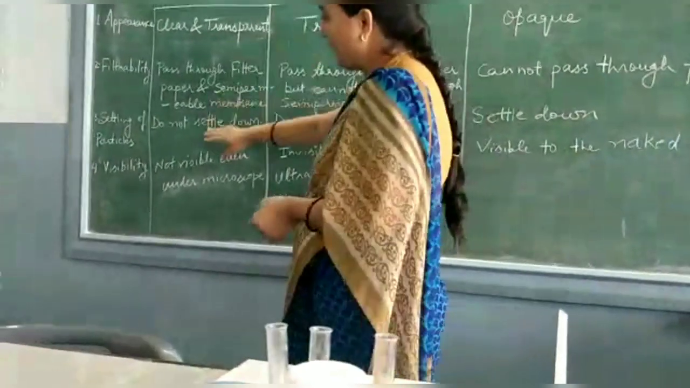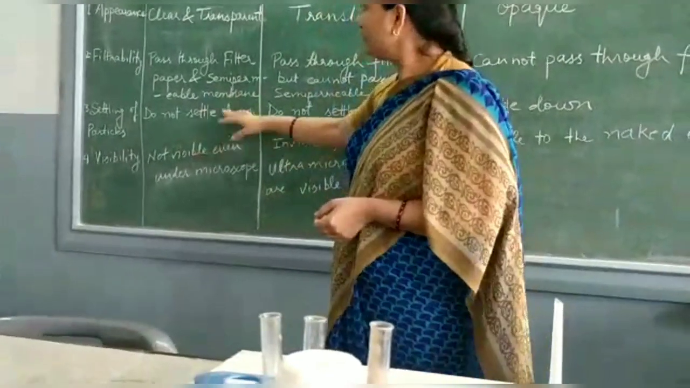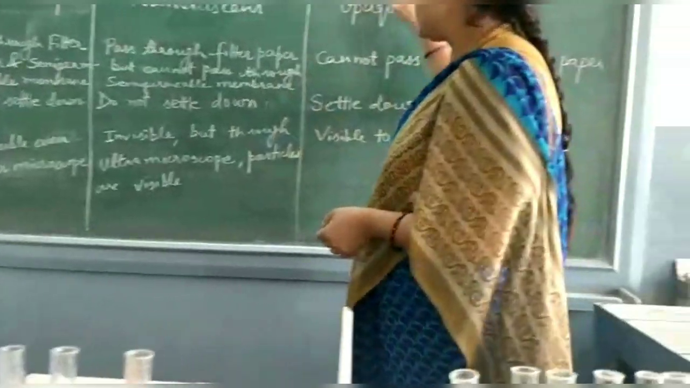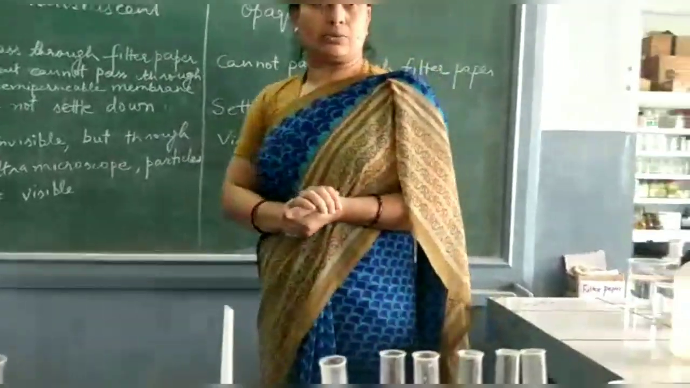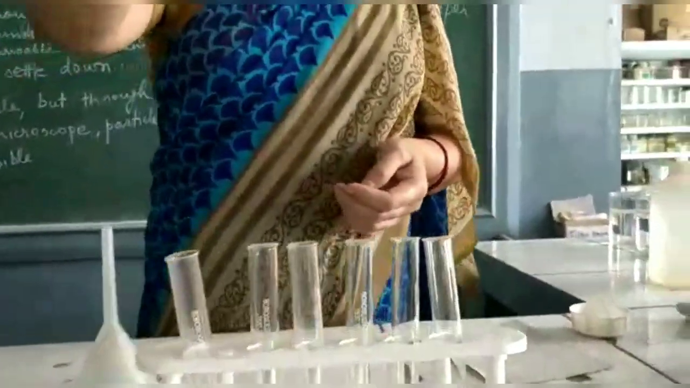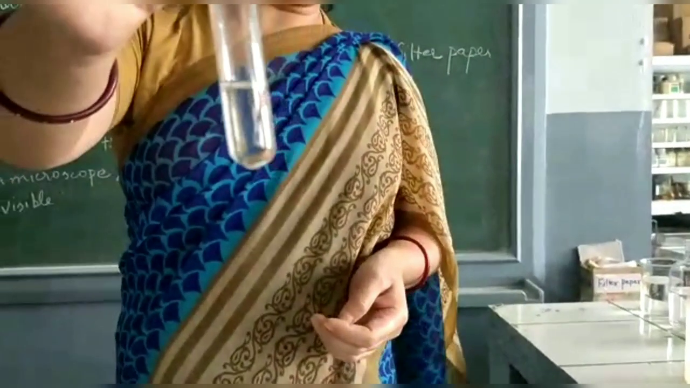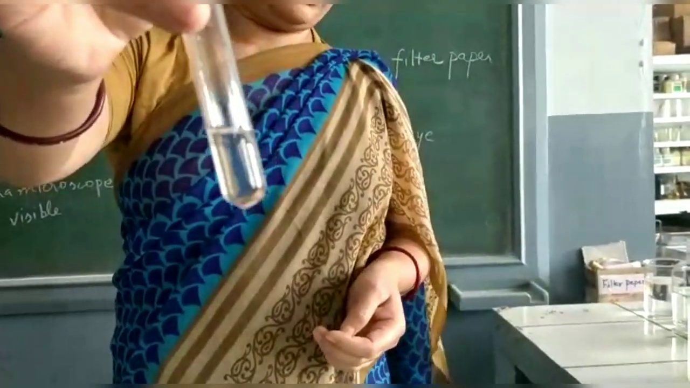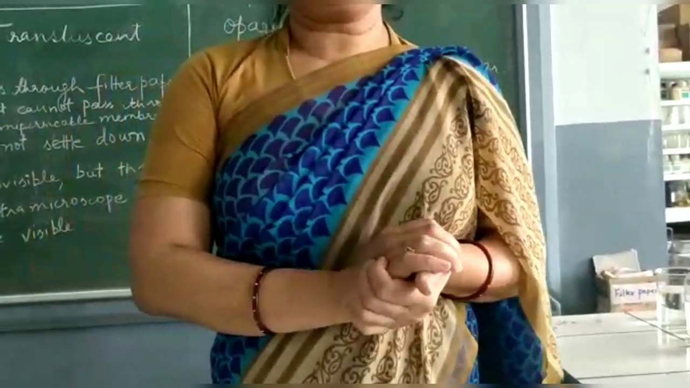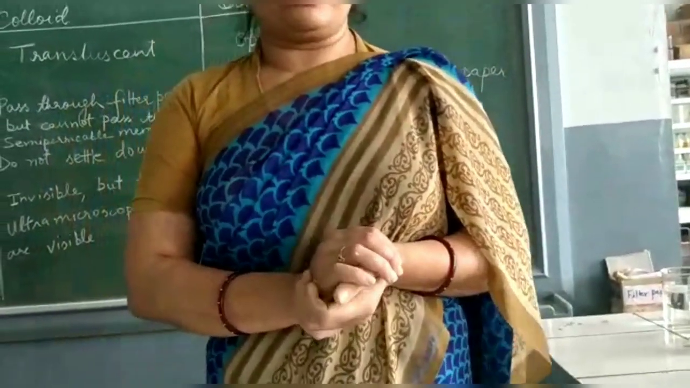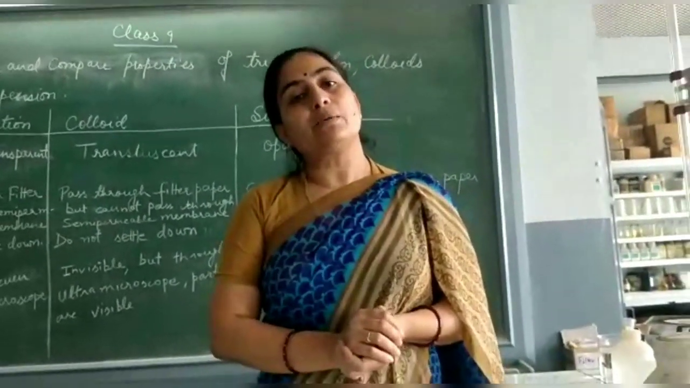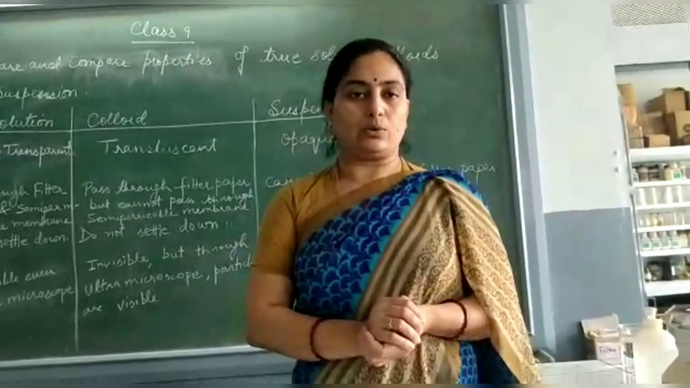Now we'll move to the third property that's written on the board, settling of particles. In a true solution, the particles do not settle down. Colloid, again the particles do not settle down. And suspension, the particles settle down. As I have shown you, with salt and water, the particles do not settle down at the bottom. Another example for colloid is milk. If you take milk in a test tube and keep it for some time, you find that the milk particles do not settle down.